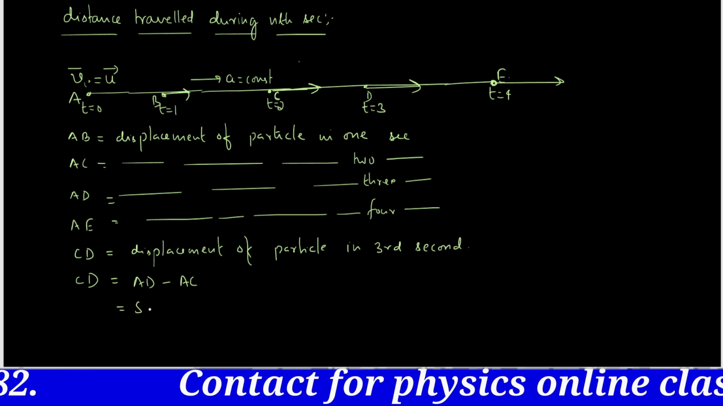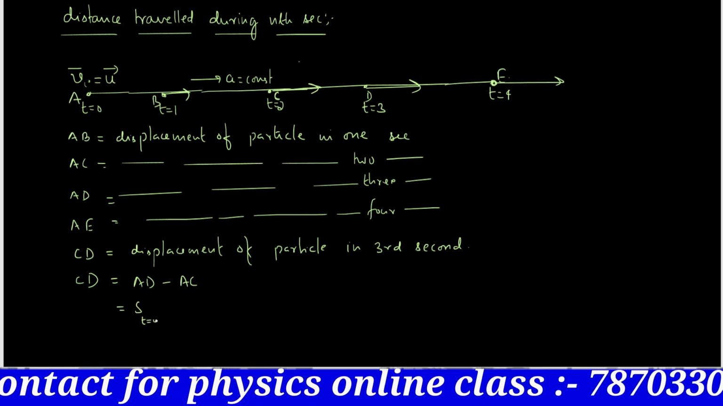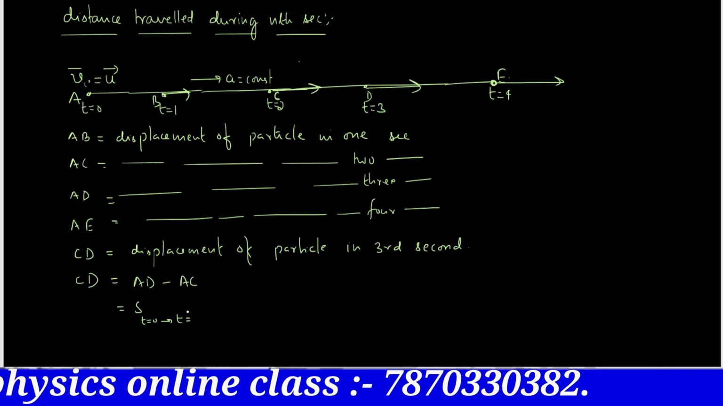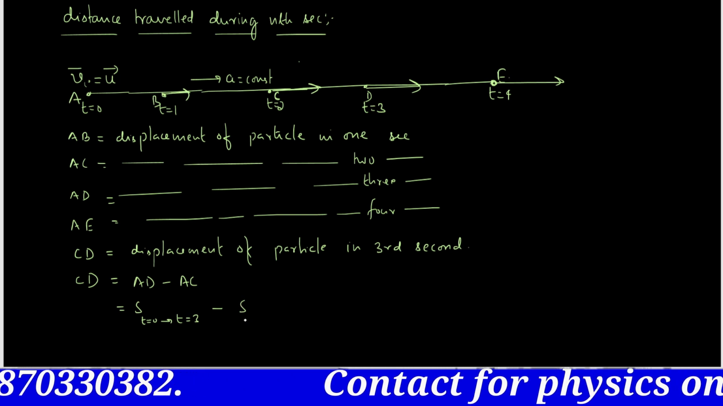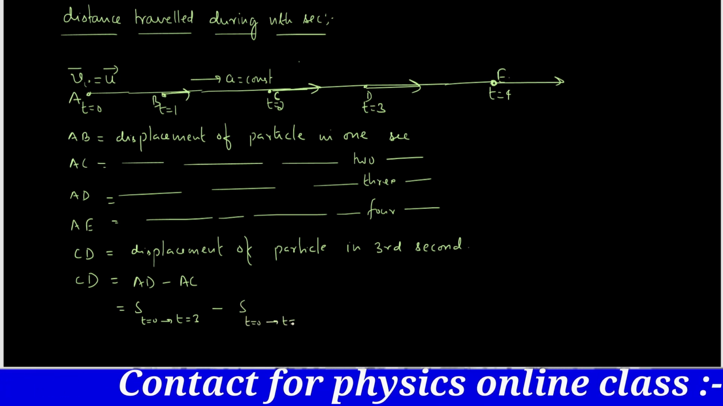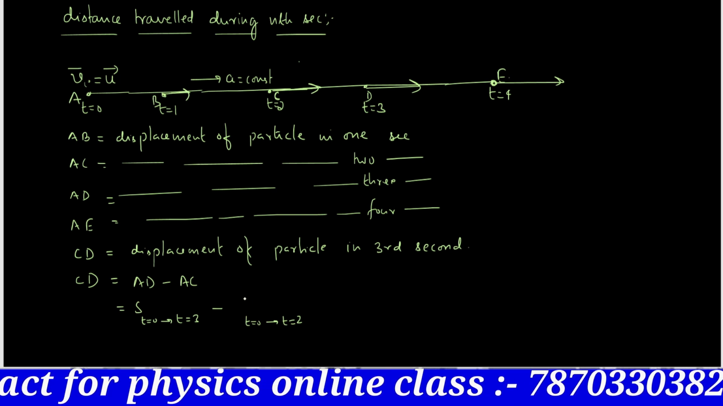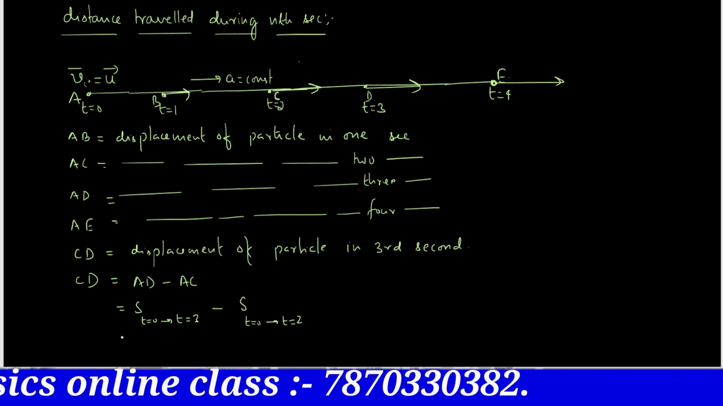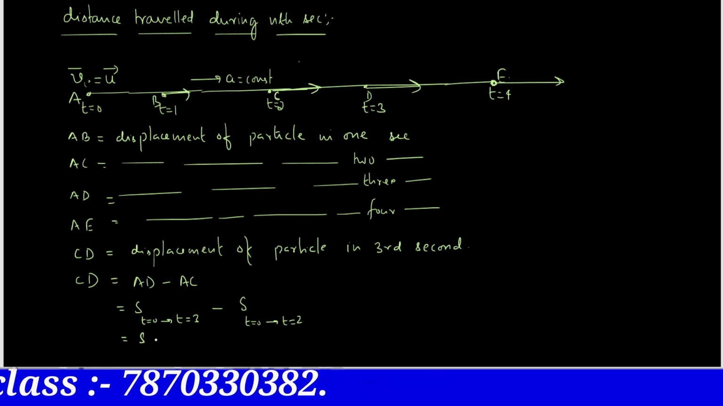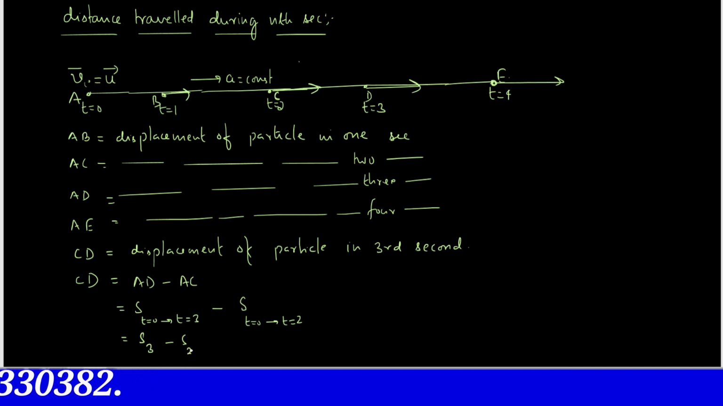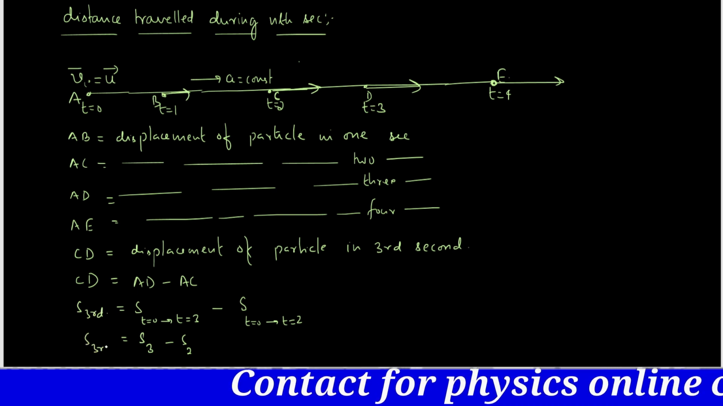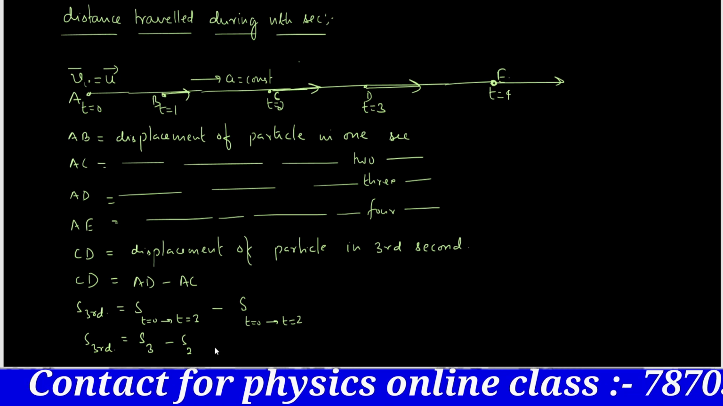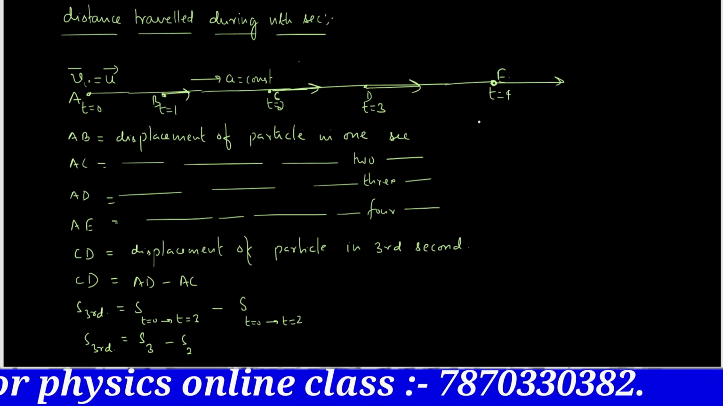So this is displacement S from t equal to 0 to t equal to 3, minus this AC, t equal to 0 to t equal to 2. Is it okay? Generally, it is represented as S3 minus S2, right? And this is S third. Any problem? No. Similarly, S nth.